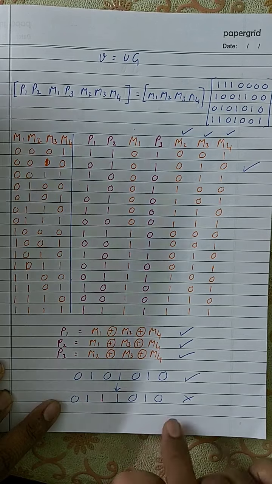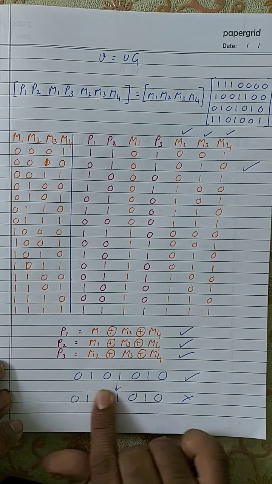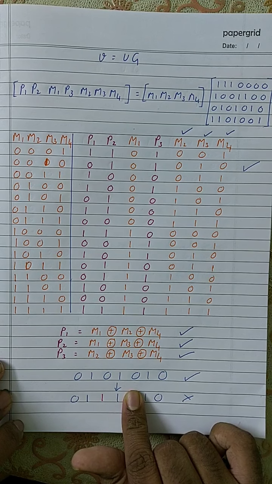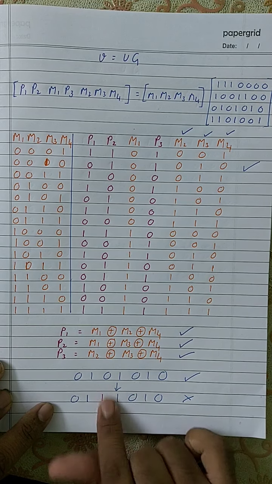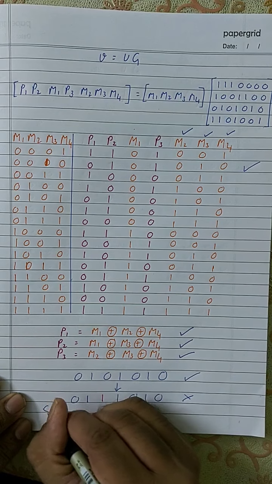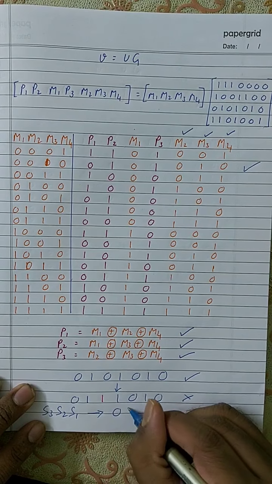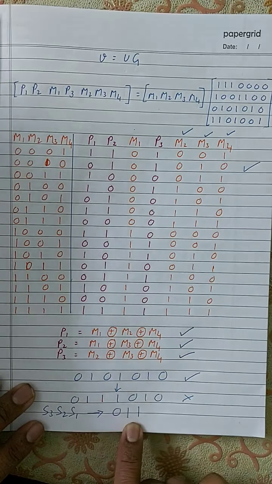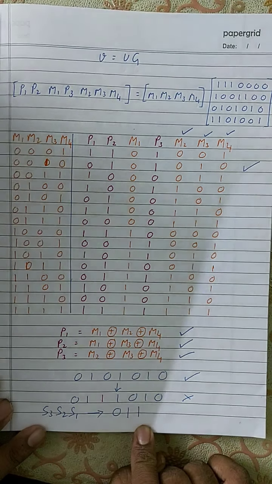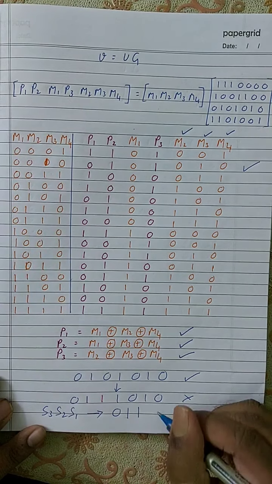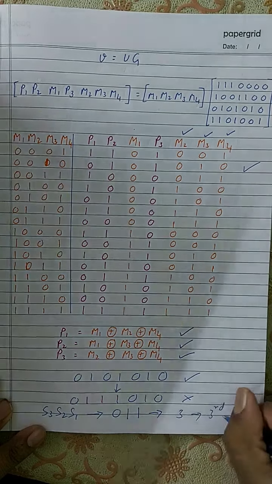So the receiver is able to correct it. How it will correct it is that the receiver will find the syndrome, S is equal to RH transpose. When the receiver finds the syndrome, the value of the syndrome will be 011. And what is 011? It's the binary equivalent of 3, which means that the third bit is in error.